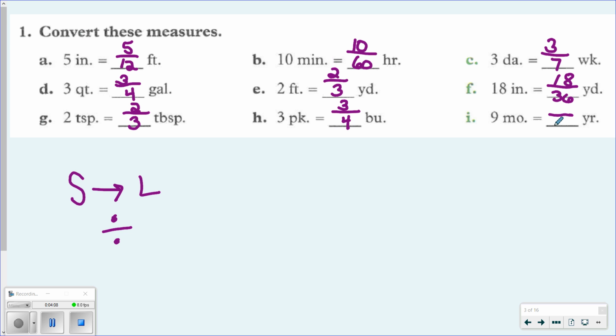And months are smaller than years, and there are 12 months in a year. So we would do 9. And again, this one would need to be reduced normally, but we're just going to leave it for now.